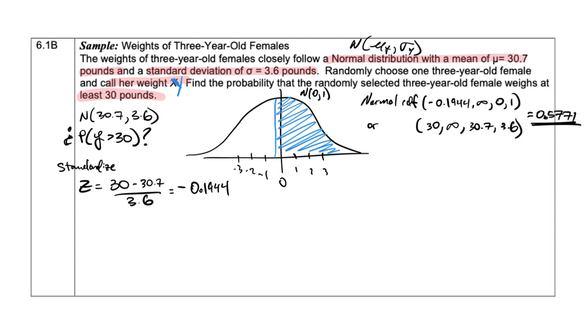So what do we have here? I have a normal distribution, normal of mu and sigma, 30.7, standard deviation 3.6. What is the probability that this 3-year-old's weight is going to be at least 30 pounds, so greater than 30 pounds? Okay, I'm going to standardize my statistics. I'm going to get a z-score. I'm going to take my target value, 30, subtract the mean from it, divide by 3.6. That's going to give me negative 0.1944.